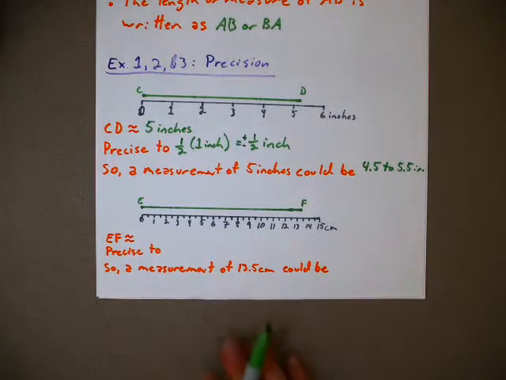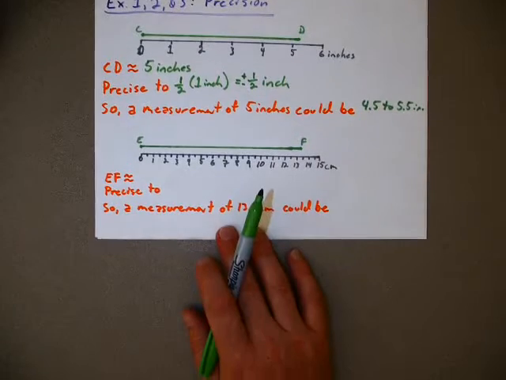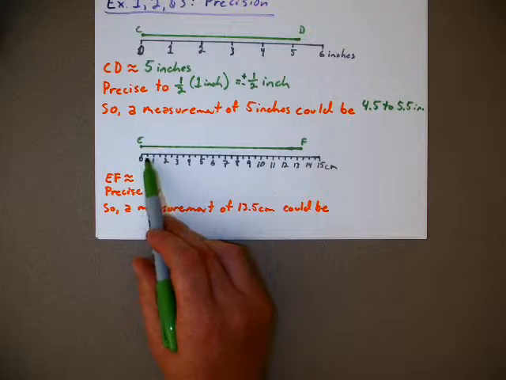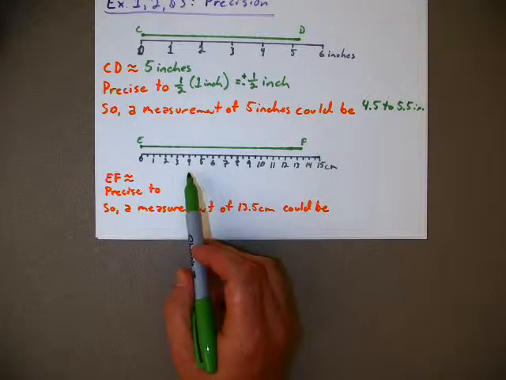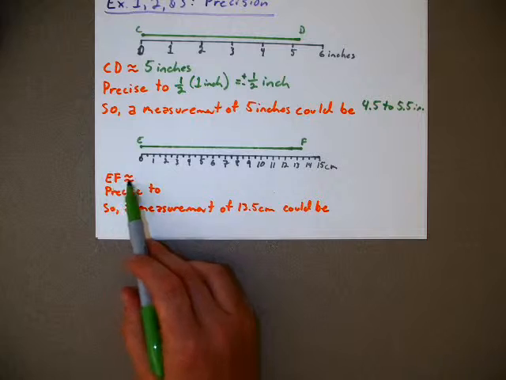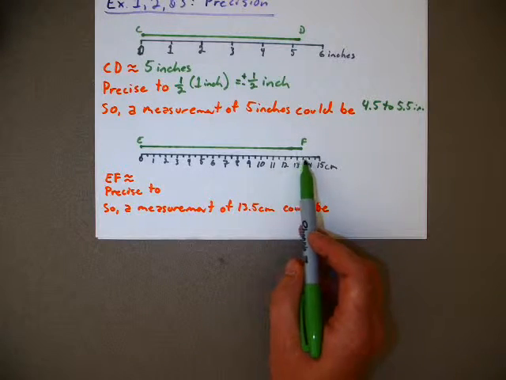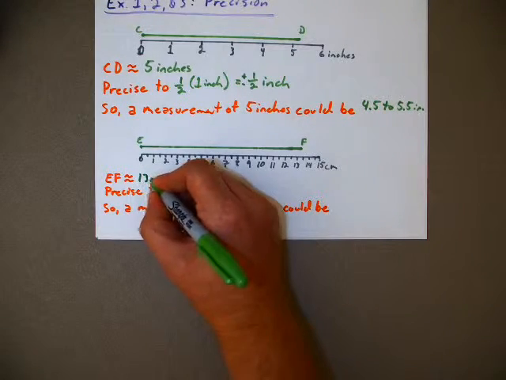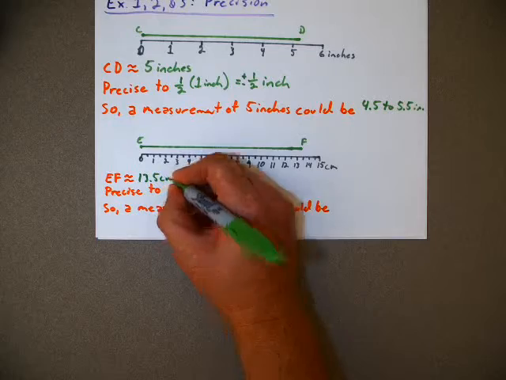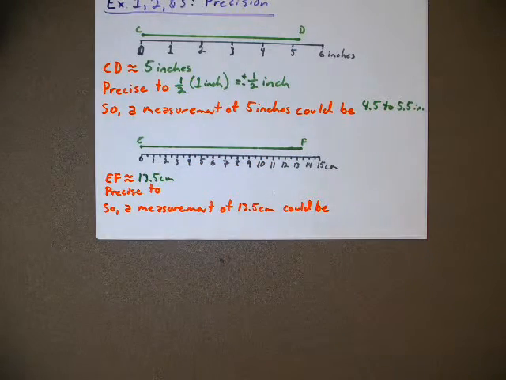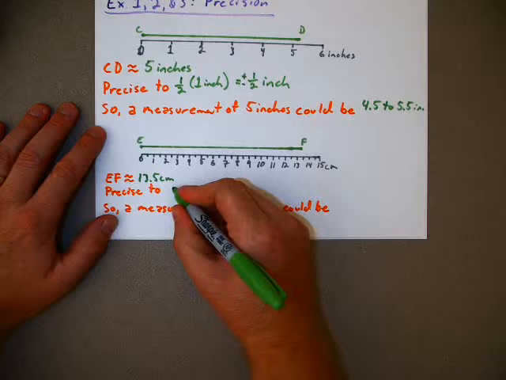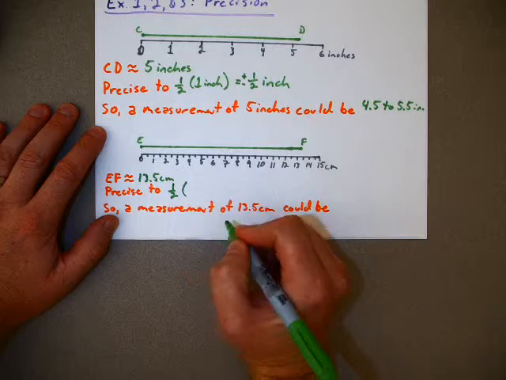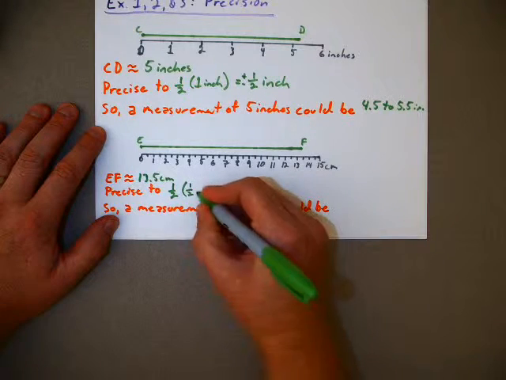So let's do one more example. Down here I have centimeters. And notice that not only do I have centimeters, but I also have 1/2 centimeters written in there. The measure of line segment EF looks like it's about 13, and it's probably closest to 13.5. So I'm going to write 13.5 centimeters. To find the precision, it's going to be plus or minus 1/2 the smallest increment. Well, the smallest increment is 1/2 of a centimeter.